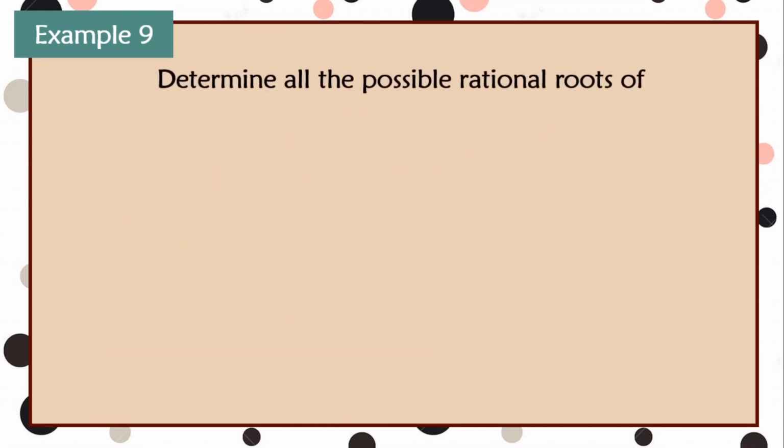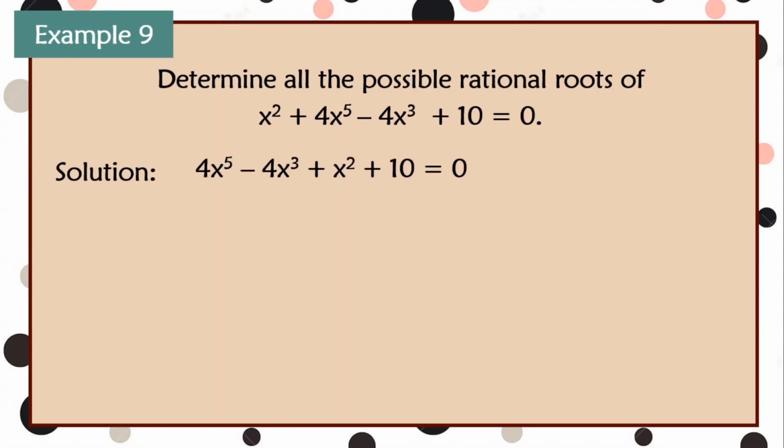Let's have the last example. Determine all the possible rational roots of x squared plus 4x to the 5th minus 4x cubed plus 10 is equal to 0. So for our solution, let's write first the standard form of the polynomial. So we have 4x to the 5th minus 4x cubed plus x squared plus 10 is equal to 0. So we can easily identify the constant and the leading coefficient. So the value of p is 10, our constant term, and the value of q, the leading coefficient, is 4.